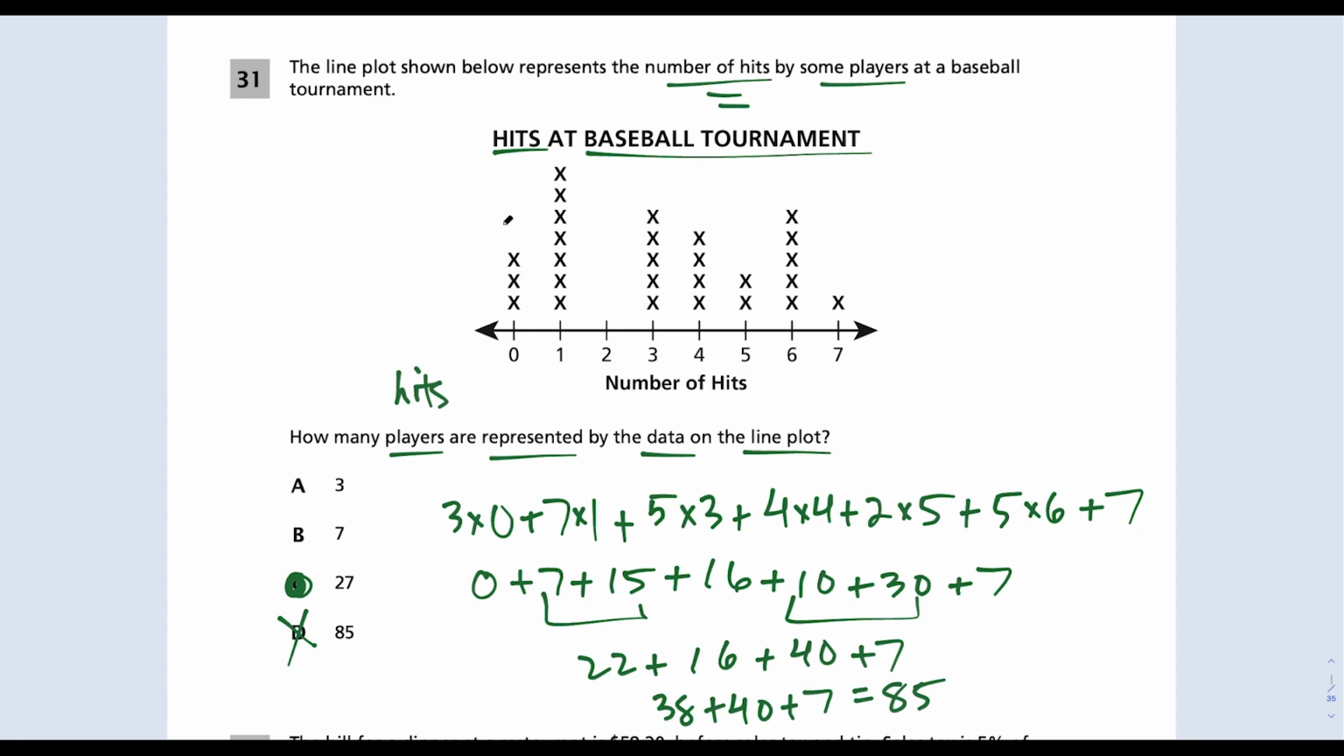So remember, make sure you are reading very, very carefully. This is the $1 million phrase right here: make sure you're counting the number of players.